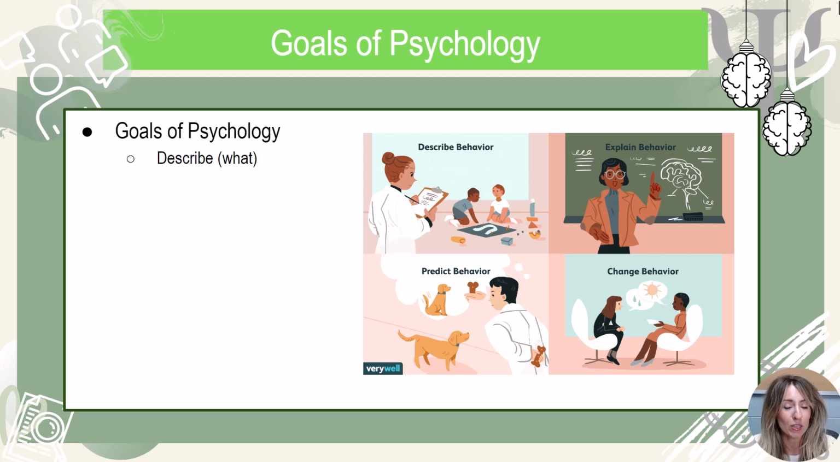So the first goal is that we want to describe what a behavior is. What do we see people doing? What do we see kids doing? What do we see adults doing? What do we see men doing? What do we see females doing, etc.